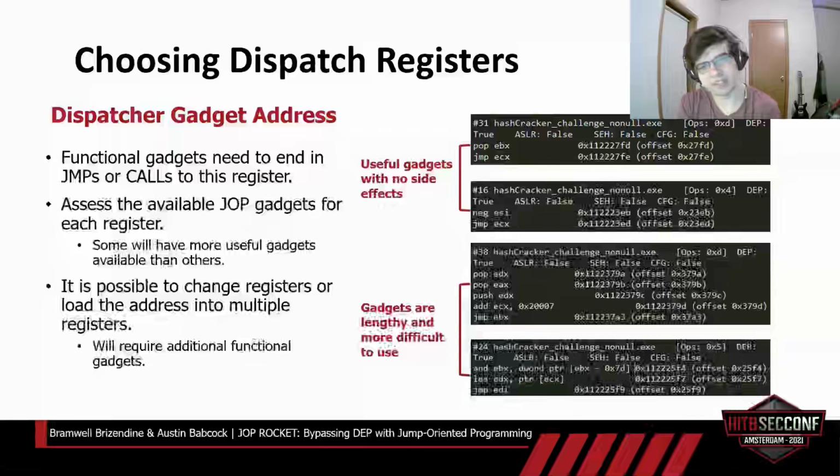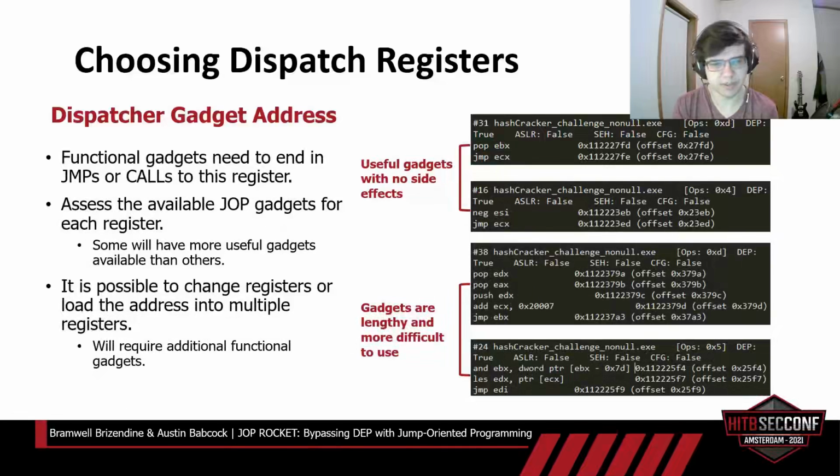So on the first topic, choosing dispatch registers. We want to choose a register for our dispatcher gadget address, and we have to. The register we choose will determine which functional gadgets we can use, because our functional gadgets have to end in a jump or a call to this register. We want to choose the register such that we have good functional gadgets to work with.